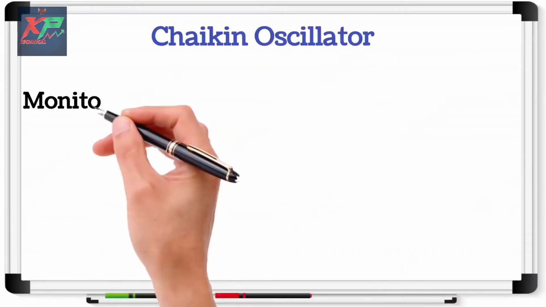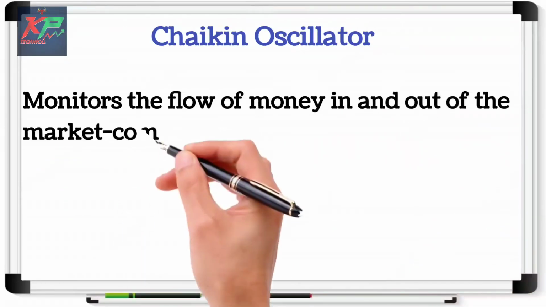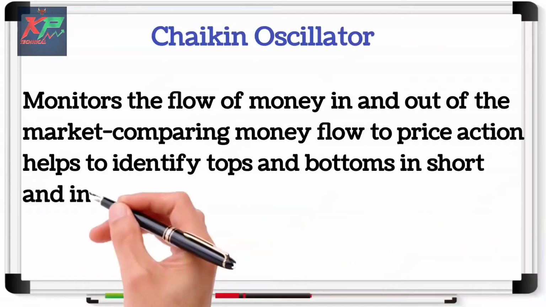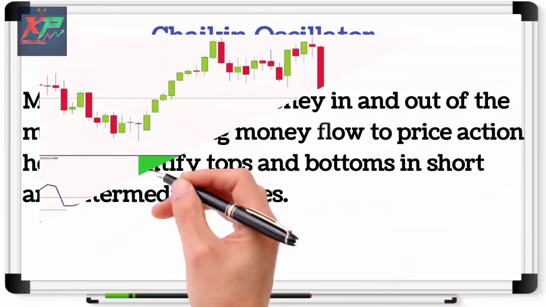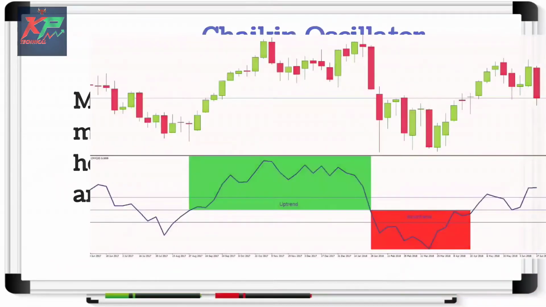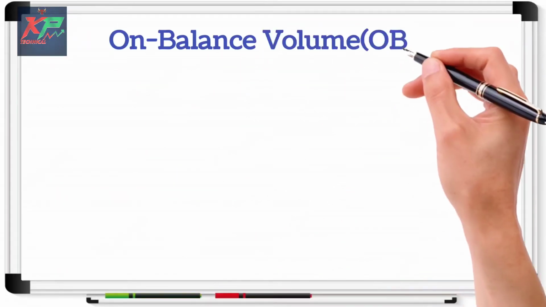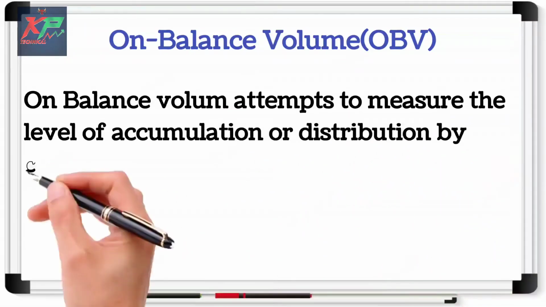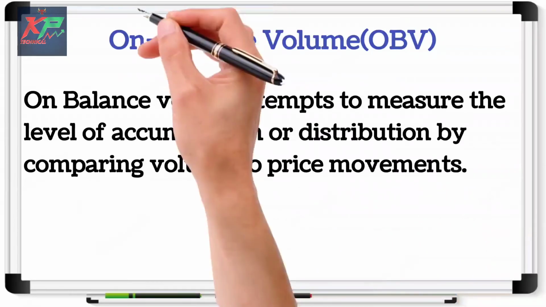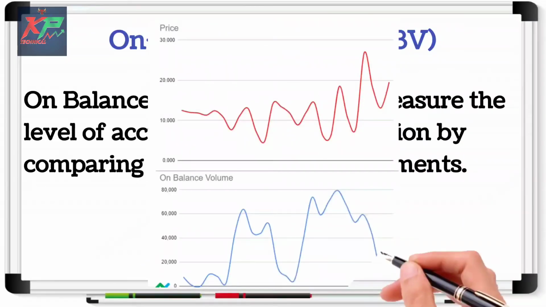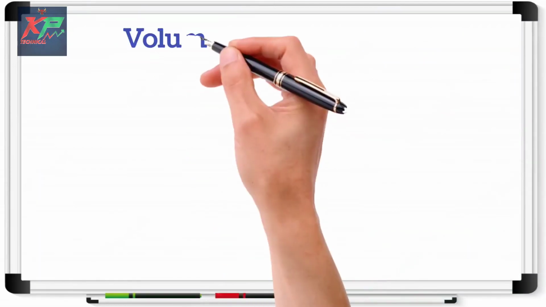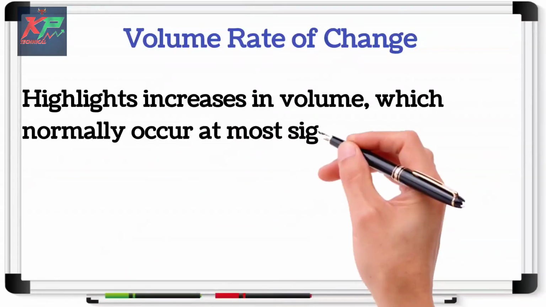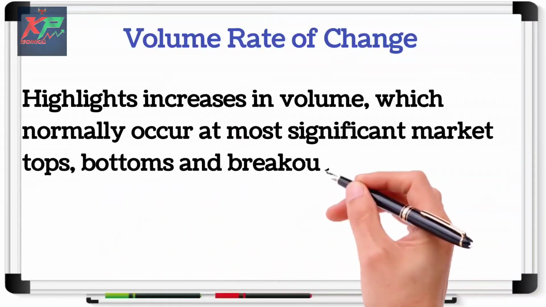Chaikin oscillator monitors the flow of money in and out of the market. Comparing money flow to price action helps to identify tops and bottoms in short and intermediate cycles. On balance volume, OBV, attempts to measure the level of accumulation or distribution by comparing volume to price movements. Volume rate of change highlights increases in volume, which normally occur at most significant market tops, bottoms and breakouts.